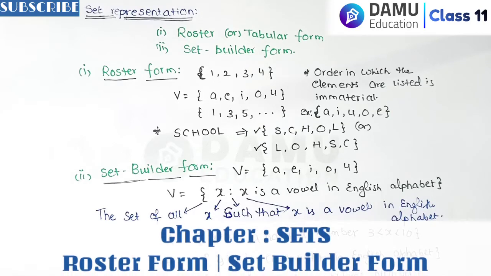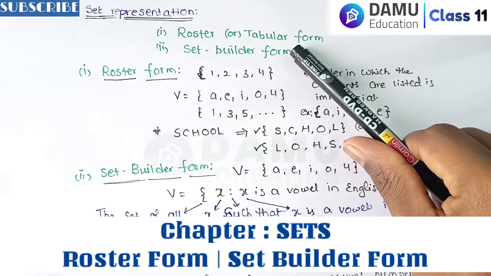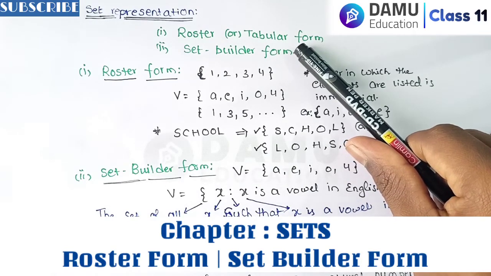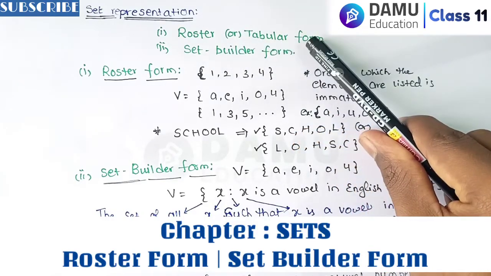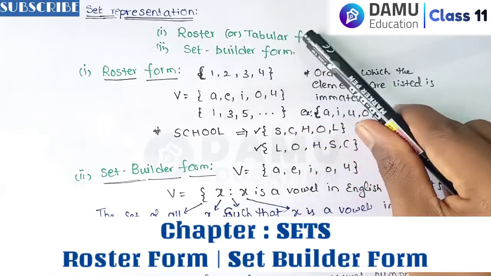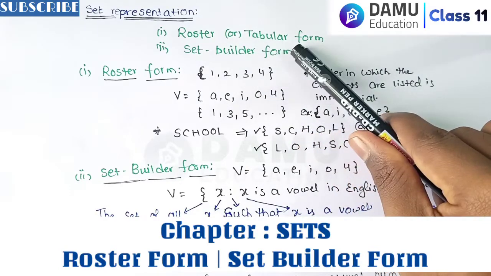So thanks for continuing our classes, our second introduction class here: set representations. What are the two representations of sets? What are the methods we will use for the representation of sets? First one is roster or tabular form. We can say roster form or tabular form. Second one is set builder form.